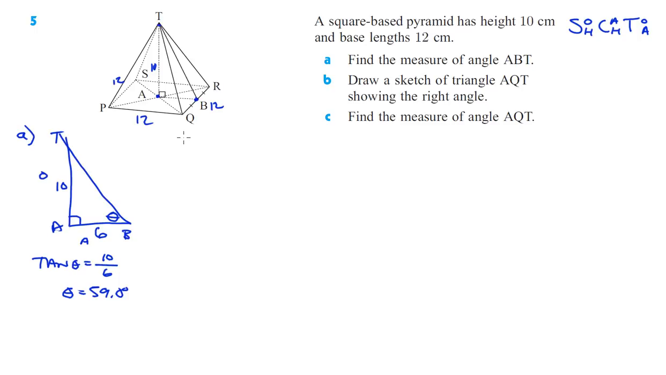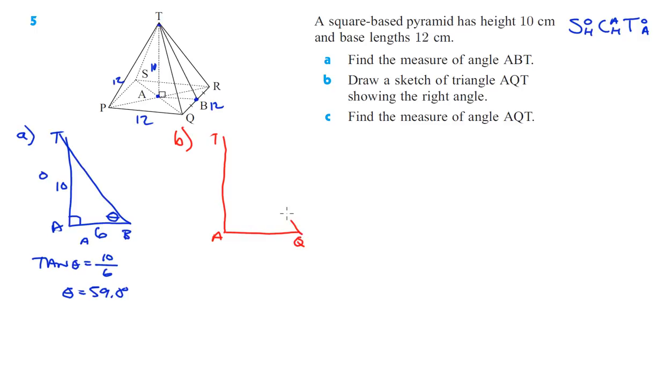Let's do B in a different color to make it easier to understand. Draw a sketch of triangle AQT showing the right angle. A, Q, and T right there. So let's start with T up here at the top. Drop straight down to A, and then A goes over to Q, right?